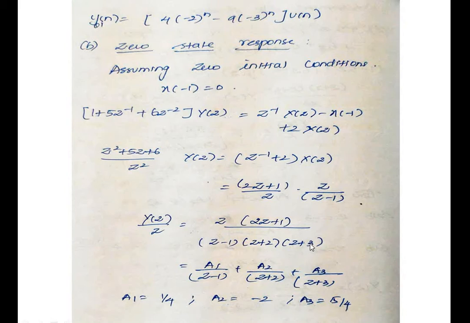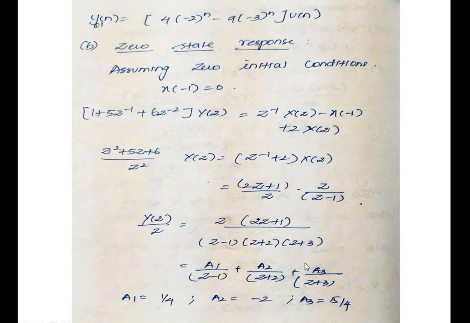Now, by partial fraction rule, this becomes A1 by Z minus 1 plus A2 by Z plus 2 plus A3 by Z plus 3. You can even have it as A, B, C as you wish. So you have to substitute Z is equal to 1 to find out A1, Z is equal to minus 2 to find out A2, Z is equal to minus 3 to find out A3. Your A1 value is 1 by 4, A2 value is minus 2, A3 value is 15 by 4.